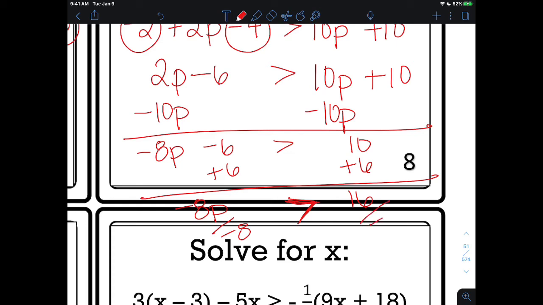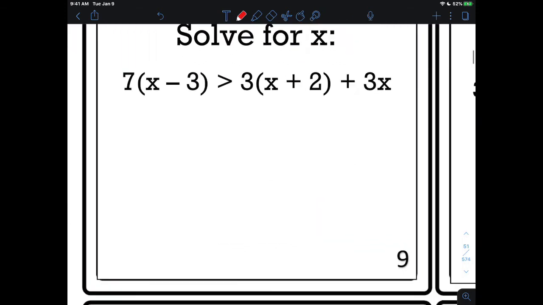Great, divide. And here I did multiply or divide by a negative number. My symbol's going to flip. So P is less than -2. All right, let's keep it going. We're almost done.